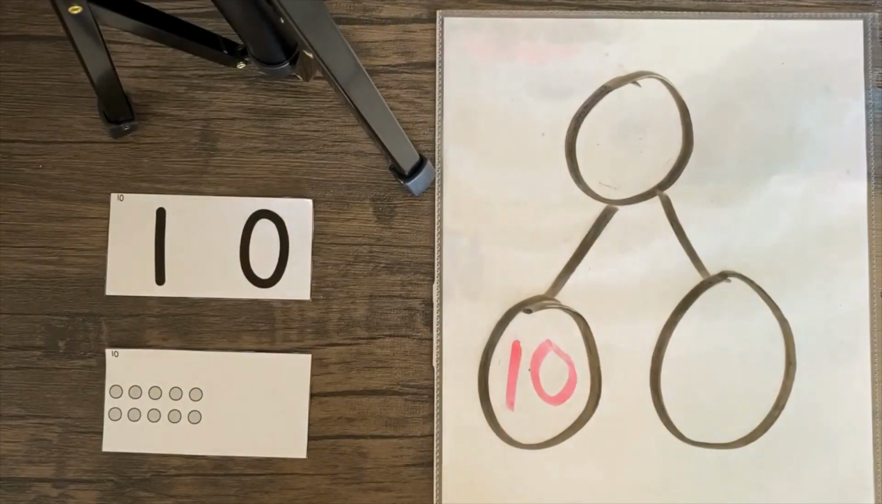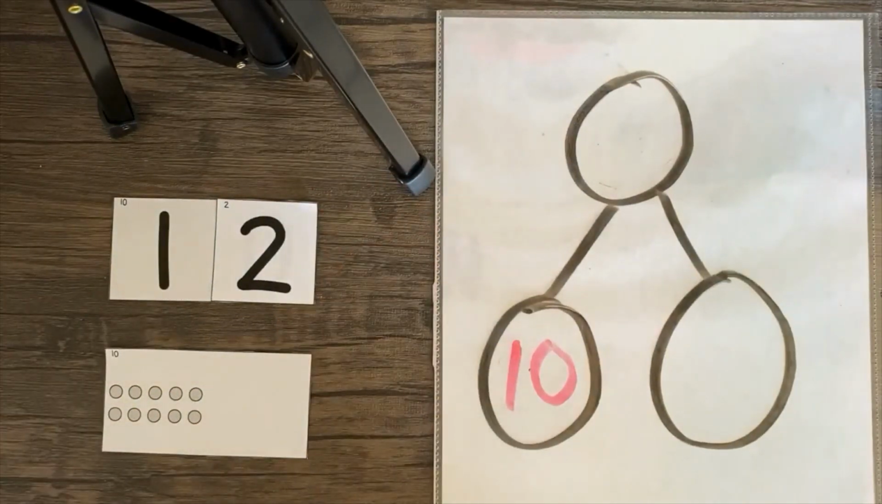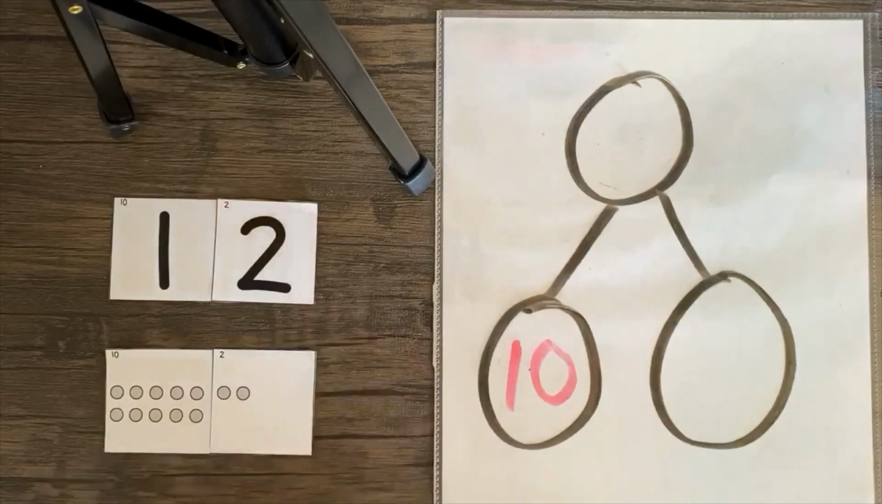All right, my friends and families, now I'm going to add a 2 to the 10 that we already have. I'm going to add it in the number form and I'm going to add it in the dots. Great, now I want you to discuss with your family or a friend about what just happened, and then fill in the number bond on your own before we do it together.